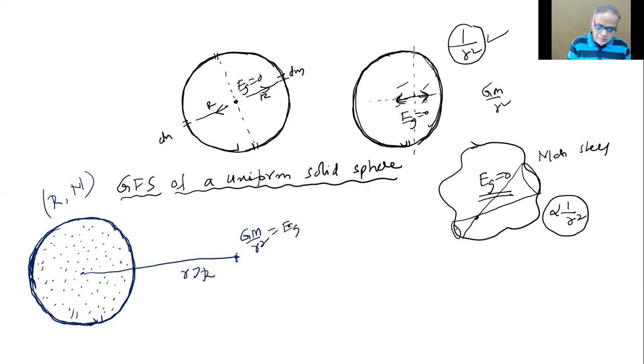Or vector form you would like to write: minus GM by r square r cap. For this, if you use the old thing and you understand this, that's what actually the whole thing is.